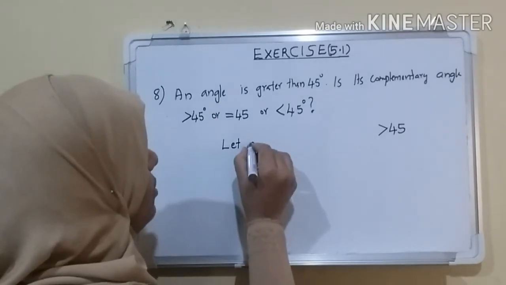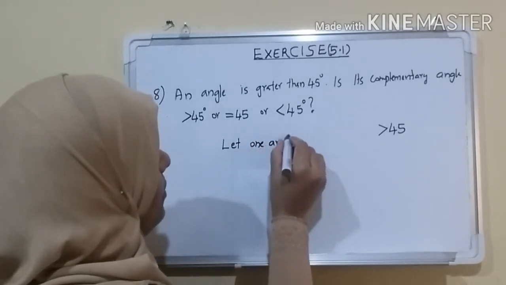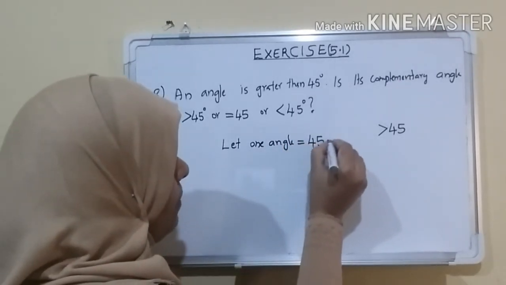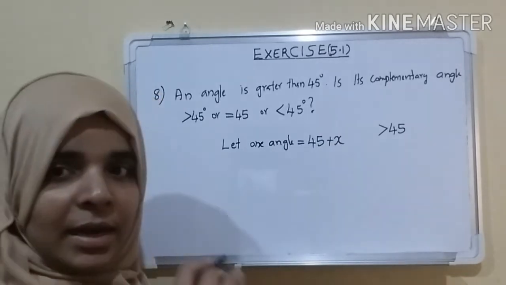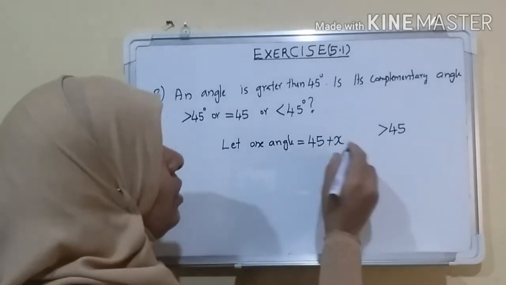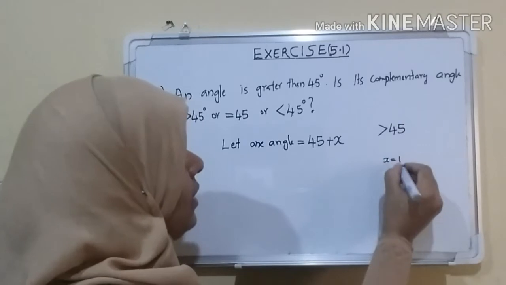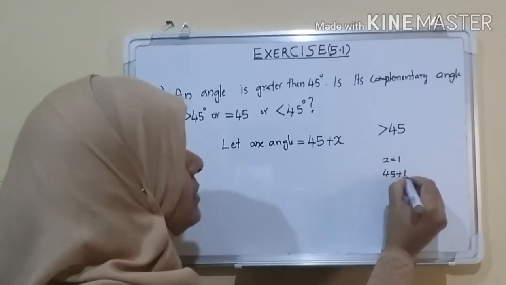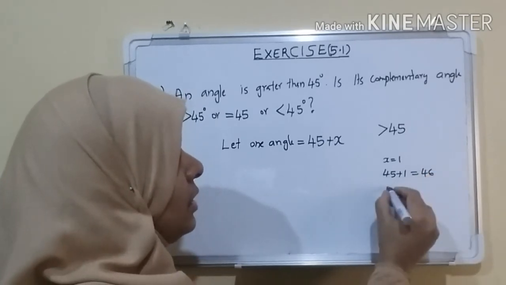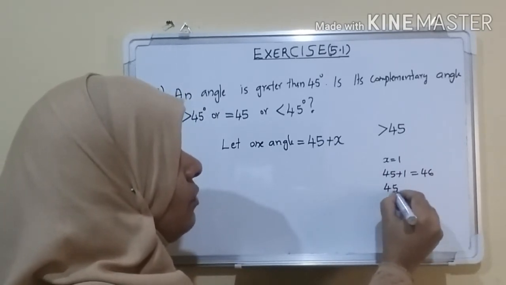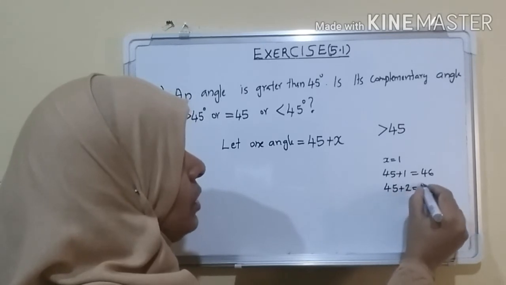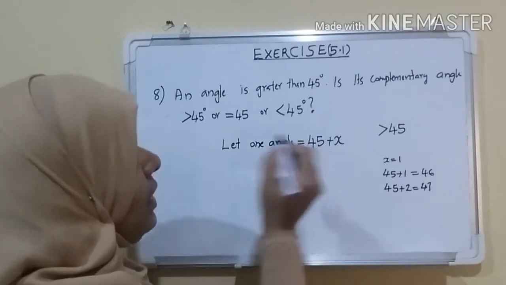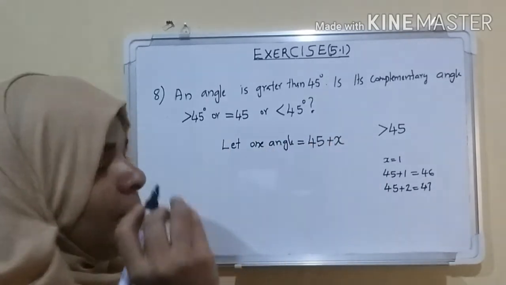So let one angle be greater than 45, meaning 45 plus x. Here x is a non-zero number. If x is equal to 1, then what will be the angle? 45 plus 1, that is equal to 46. If x is equal to 2, what is the angle? 45 plus 2 equal to 47, like that. Here I am taking one angle to be 45 plus x.